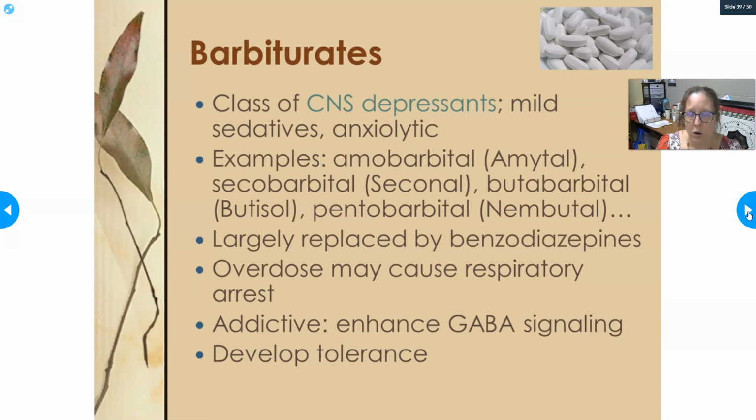Your barbiturates are central nervous system depressants. They are mild sedatives, and they are anxiolytic, meaning they can control anxiety. Some examples of barbiturates are amobarbital or amytal, secobarbital, which is seconal, butabarbital, which is butasol, and pentobarbital, which is nembutal, and there is a bunch more. They have largely been replaced by benzodiazepines. Overdoses can cause respiratory arrest, because you forget to breathe. They are addictive. They enhance GABA signaling, and patients can develop tolerance to these also.